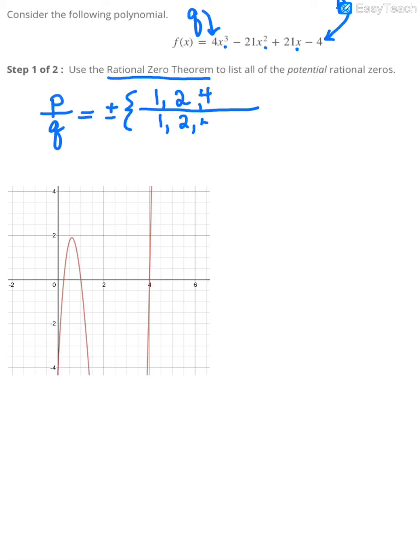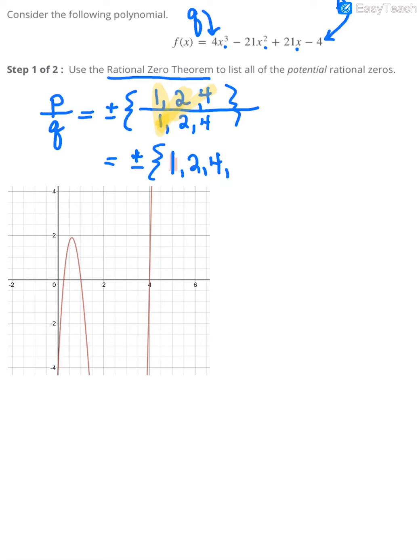And so again, my factors of 4 for my leading coefficient are going to also be 1, 2, and 4. Now, to make our actual list of potential zeros, of course we have a plus or minus because we consider both positive and negative. We take every number on top and we're going to combine it with every number on bottom. So I'll start with putting everything over 1. So 1 over 1 would be 1, 2 over 1 would be 2, and 4 over 1 would be 4. So I have 1, 2, and 4 at that point.